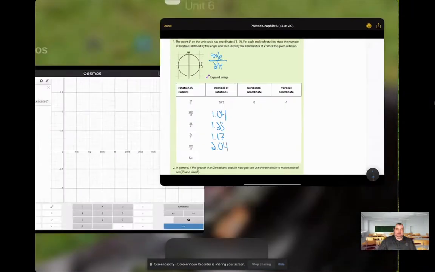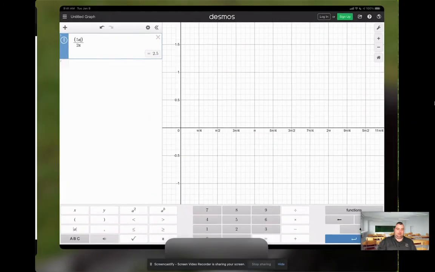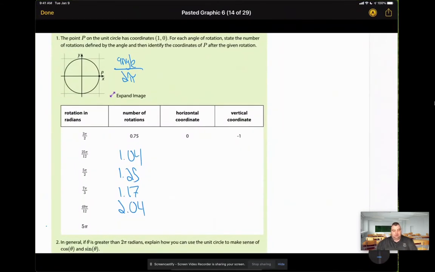Okay, and then the last one is 5 pi. So this will be 5 pi. So that's 2.5 rotations. So 5 pi is 2.5 rotations. Okay, so that's how we find the number of rotations.